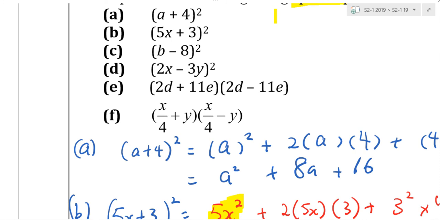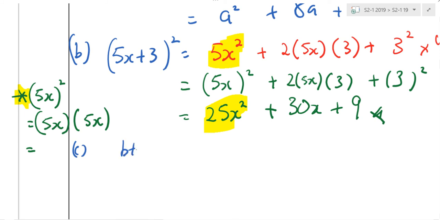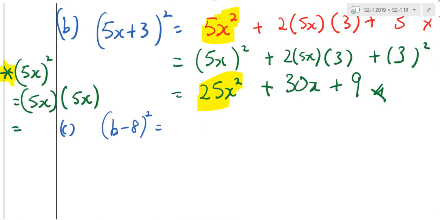Let's look at B. (b minus 8) squared. Okay. Are you all okay? Now let's try (b minus 8) squared. Part C. What must I do first? Put the bracket squared minus 2 bracket. Let's try. Then plus bracket squared.